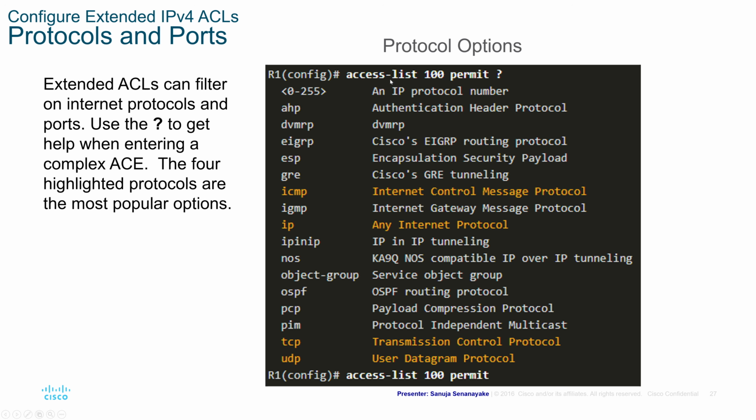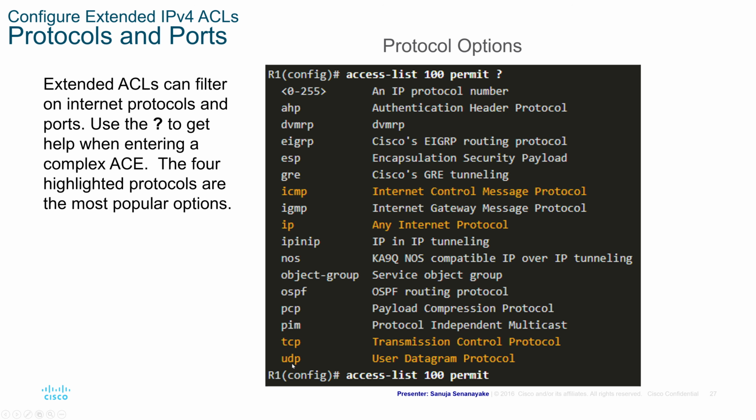So if you go access-list 100 permit, and then before completing this command, you can put a question mark and hit enter, and that will give you the options that you can pick, and you still have the initial command that you entered here. You just have to pick one of these and then press enter. So in here you can go access-list 100 permit ICMP or IP, TCP. You can do HTTP, EIGRP, etc. So the most commonly used ones are the ICMP, IP, TCP, and UDP.